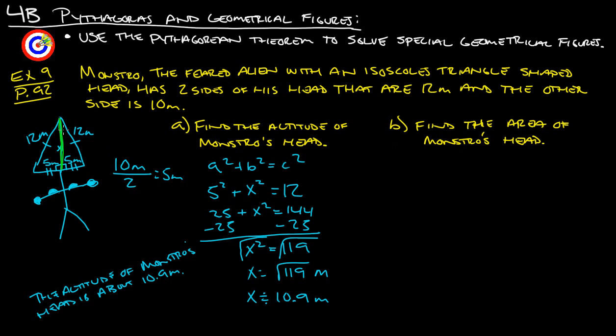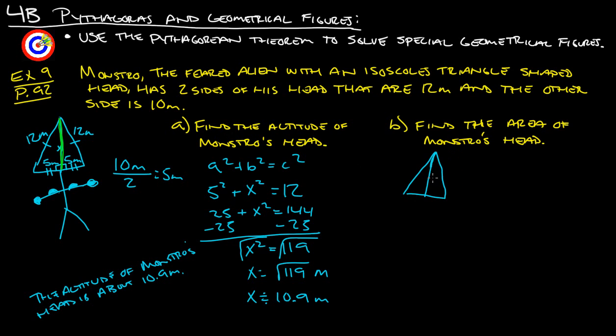To find the area of Monstro's head, we just need to, basically it's two triangles, right? So we can find the area of each triangle, or you could just find the area of the big triangle, right? Because you have the base, and we now figured out what the height is, so let's just do that. Right, so let's just redraw Monstro's head.